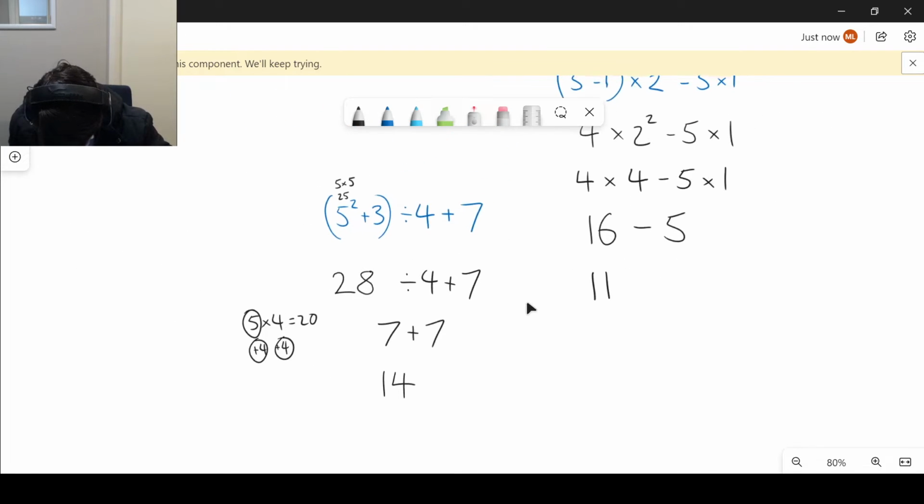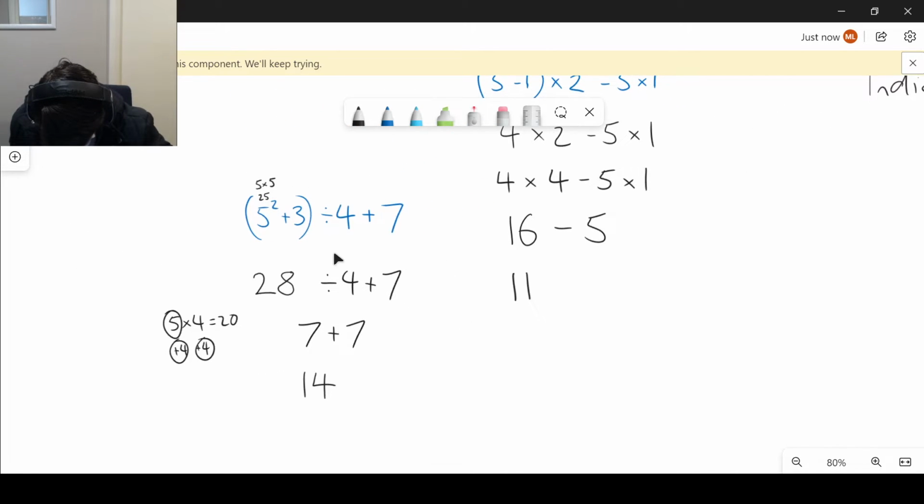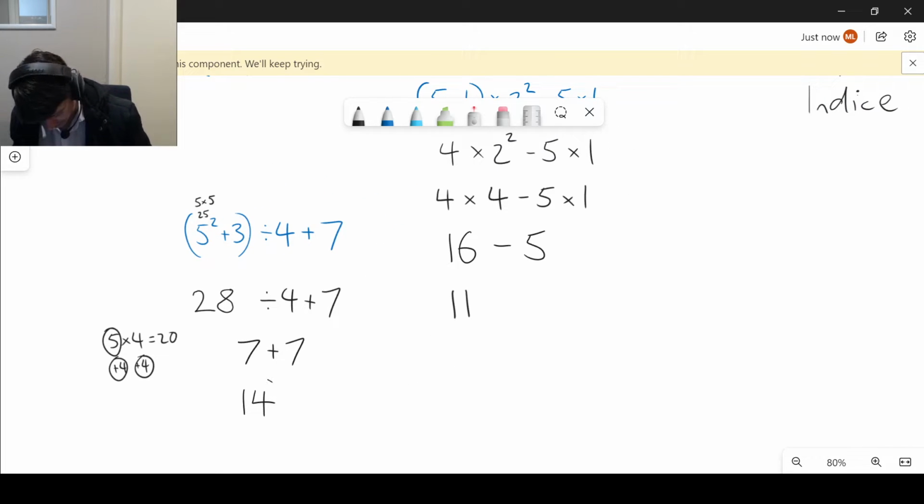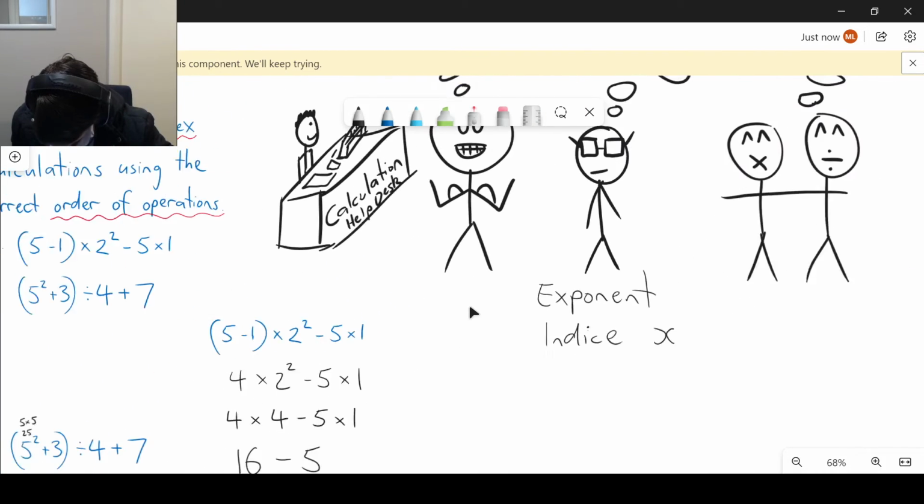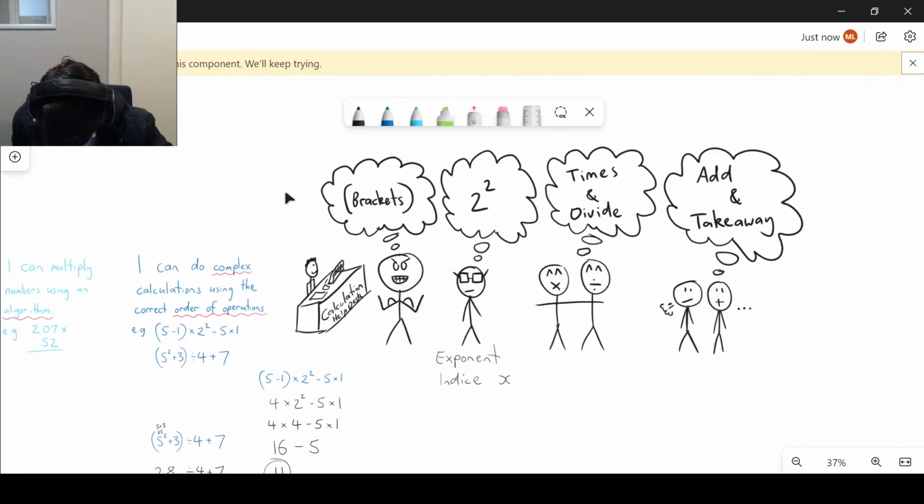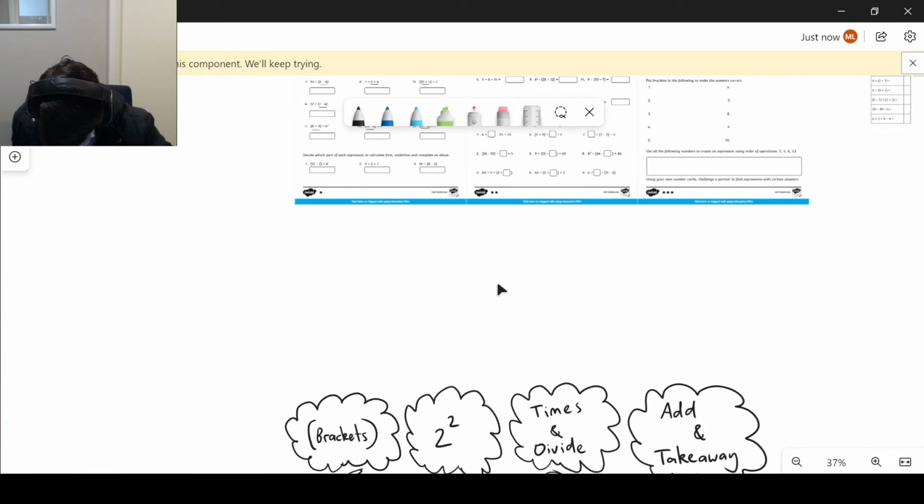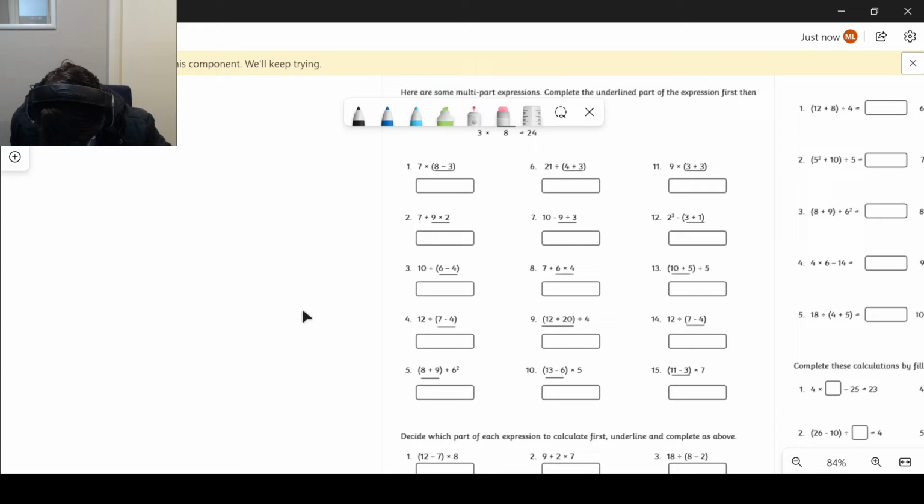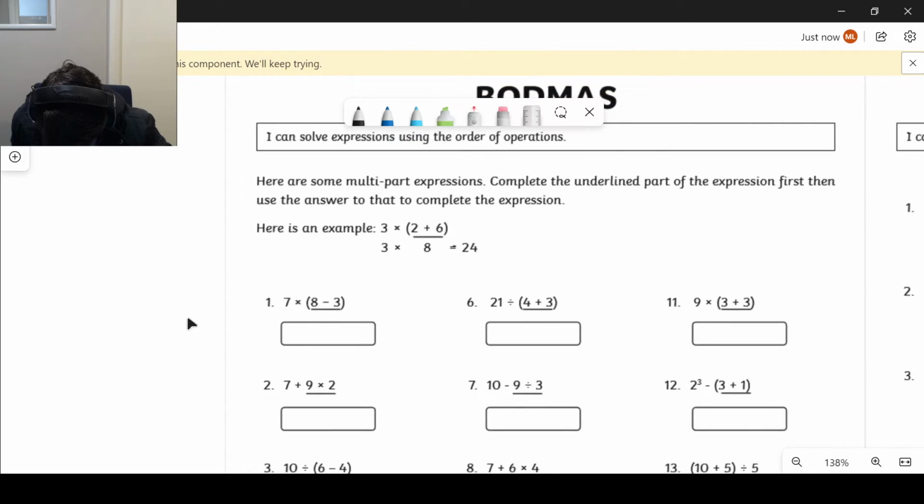So there you go. So 5 squared plus 3, in brackets divided by 4 plus 7 is 14. So that's another complex one. So that's basically it. If you're following those steps, you can do lots of different complicated calculations. So what we've got for people at home is some little example ones.